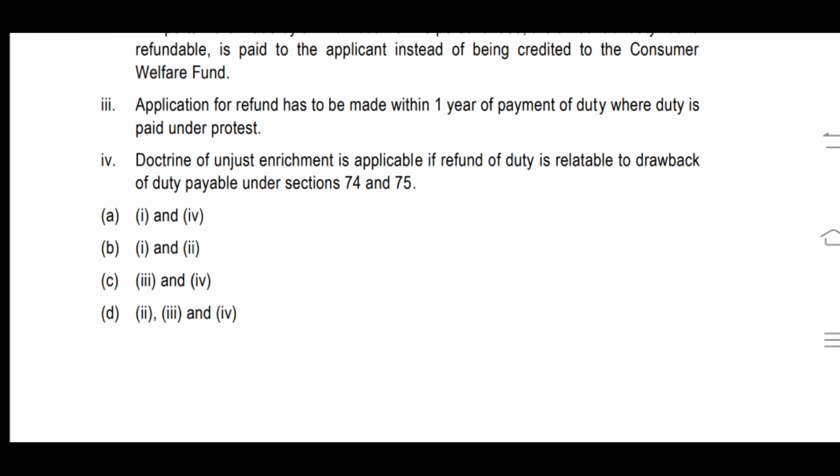Point number 3, application for refund has to be made within 1 year of the payment of duty where duty is paid under protest. That is not correct, because there is no time limit for duty paid under protest. You can claim the refund anytime. Okay, so point number 3 is incorrect. Point number 4, doctrine of unjust enrichment applicable if refund of duty is related to drawback. So this is also incorrect. In case of duty drawback, unjust enrichment is not applicable. In this case, the refund is going to be credited into the applicant's account directly. So statement number 3 and statement number 4 are incorrect. So our correct answer is C.